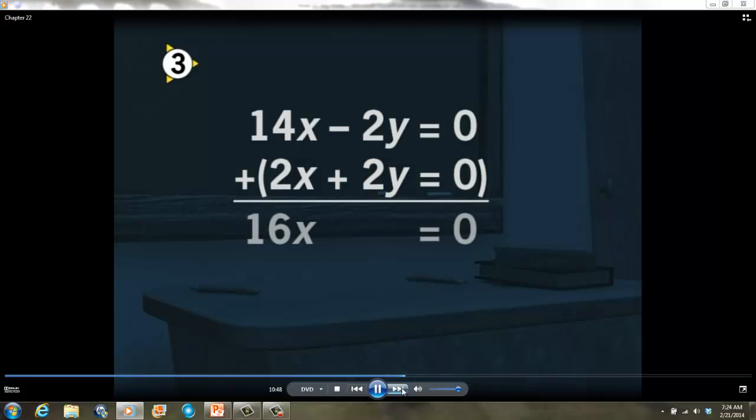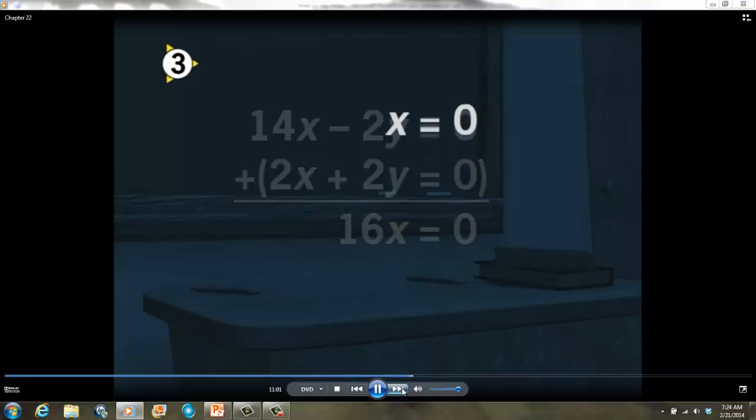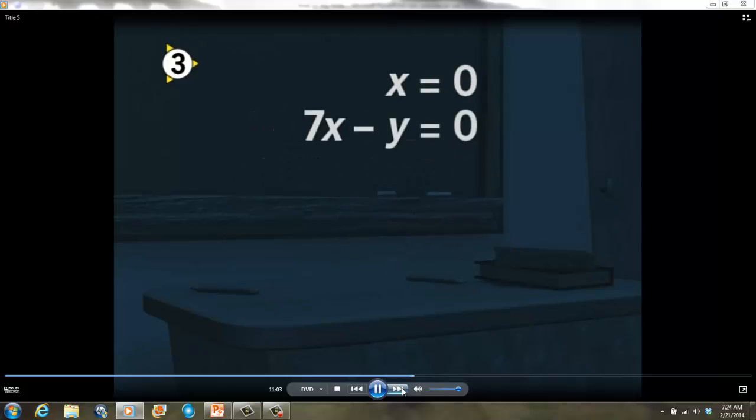The result is the equation 16x is equal to 0. Divide both sides of the equation by 16 to find that x is equal to 0. Use that value in the original first equation to solve for y. Substitute 0 for x. Divide both sides by -1. Y is equal to 0. The solution to this system of equations is 0, 0.